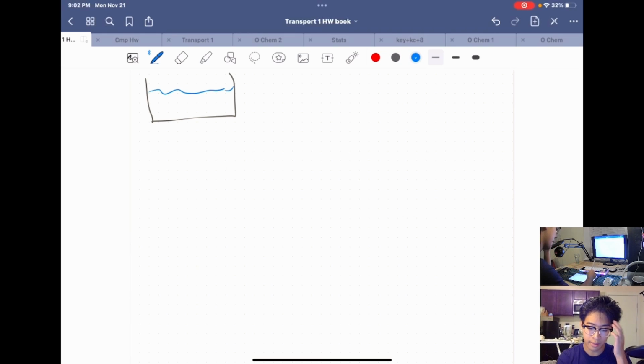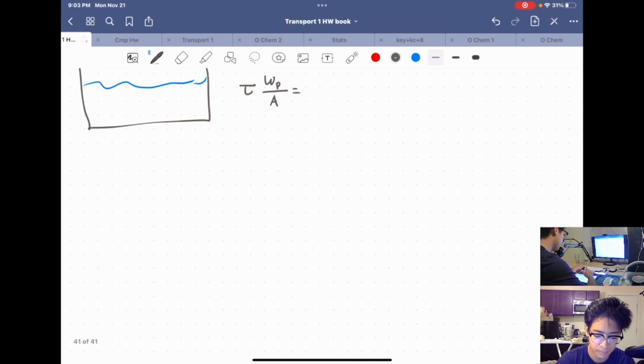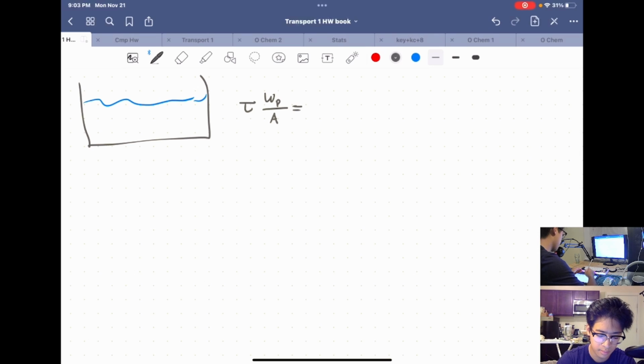The channel again has the force of gravity counteracting the shear stress. I'm just going to do algebra to get it all nice: shear stress multiplied by the wetted perimeter over the cross-sectional area. Again, this is H, we want to know what the height of the fluid is, and W, the width of the fluid bed, which we were given, multiplied by rho G. So let's take this one step at a time.